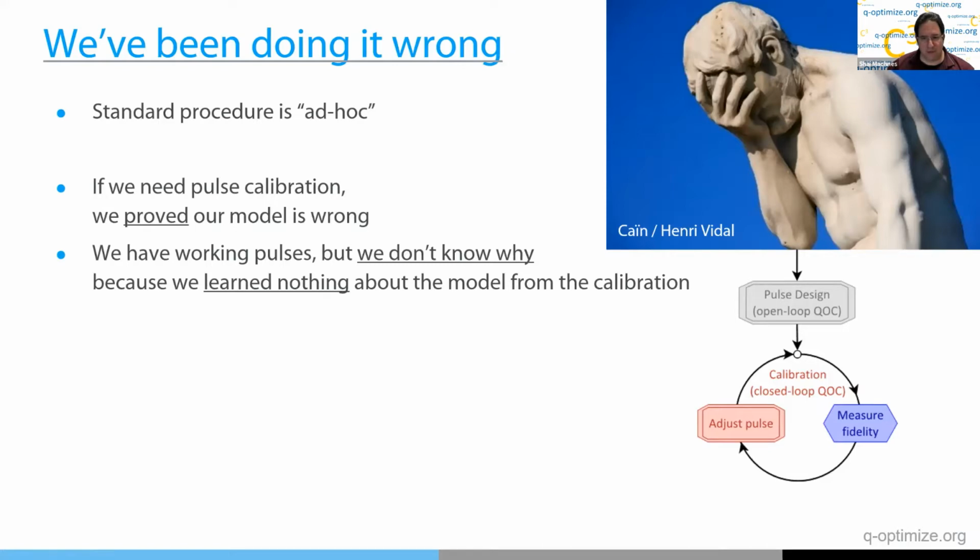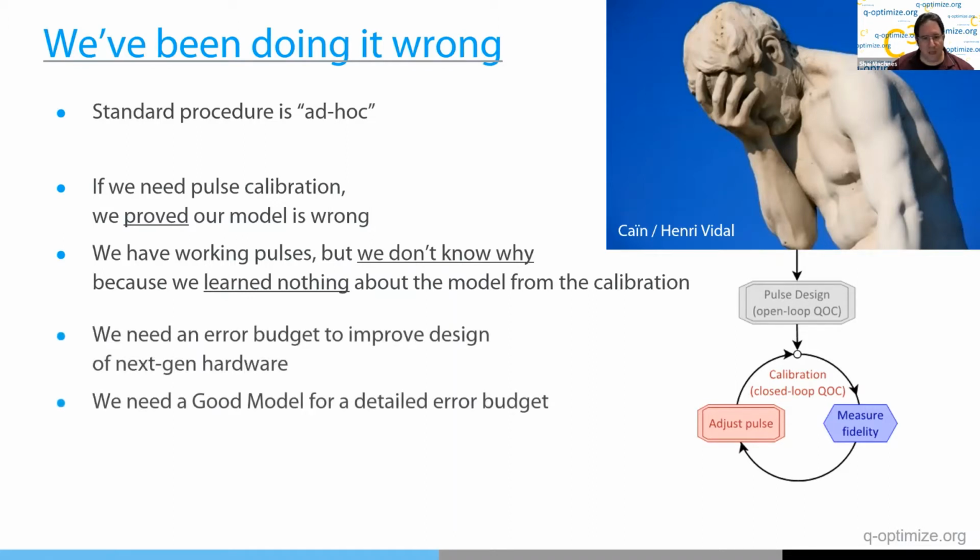And at the end of this process, we have working pulses, but we don't quite understand why, because we haven't learned anything about the system. We just found pulses that work. And we need a good model because from a good model, you can determine an error budget, meaning what are the limits of the device that are causing the imperfections you're seeing in the gates. And without an error budget, you can't know what to fix in the next iteration of the design of the device. So a good model is extremely important.